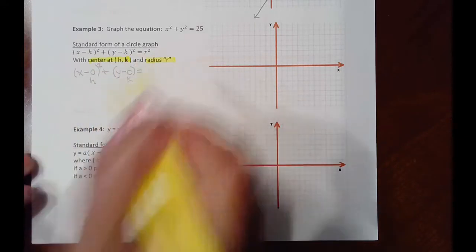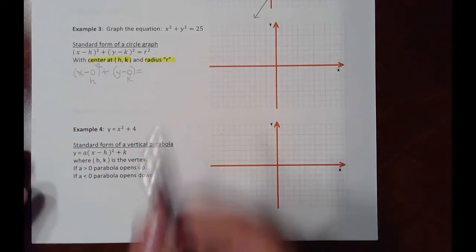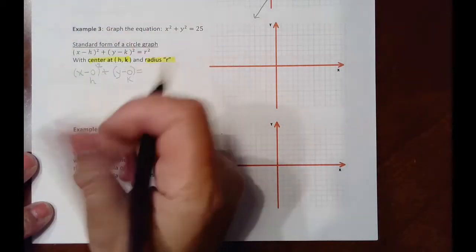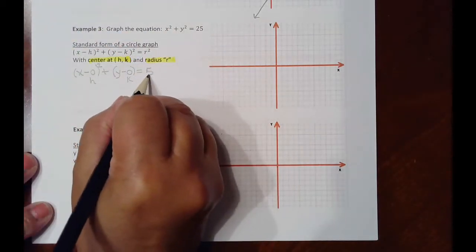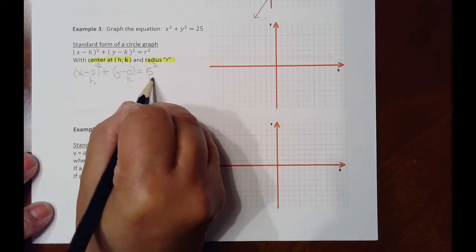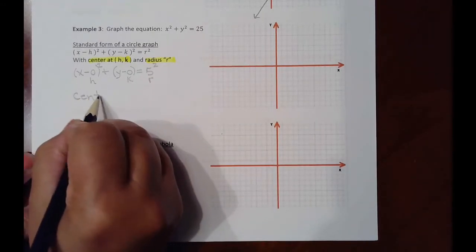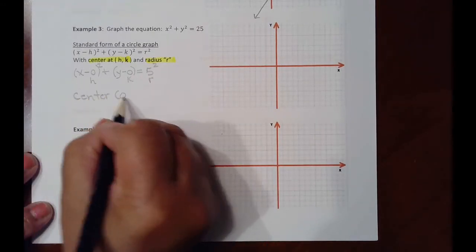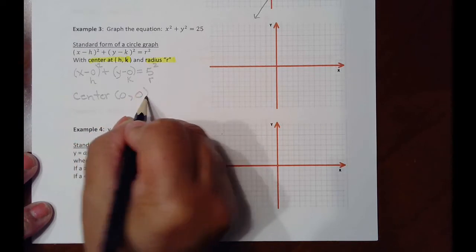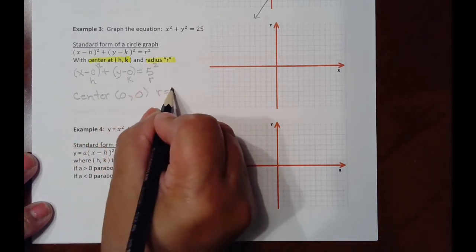and the radius. So that 25 you see there, if you want to write it as r squared, you can just write it as 5 squared. So this would be the r. Okay, so we're going to do a center right at the origin. Those would be our h and k values, and our radius is 5.